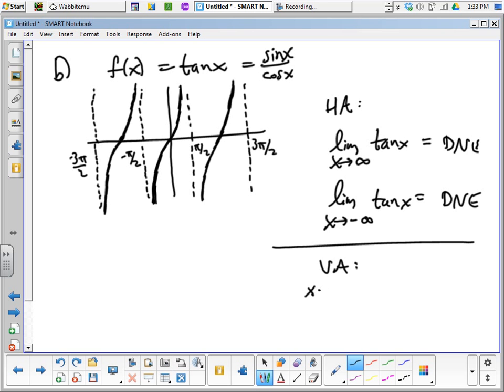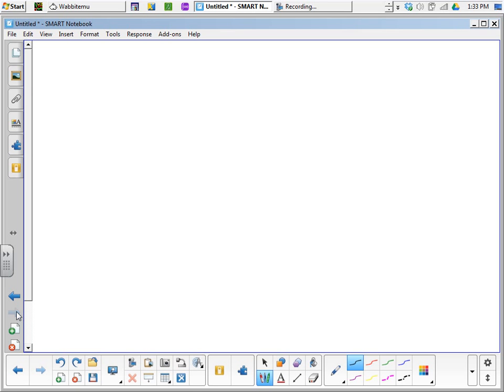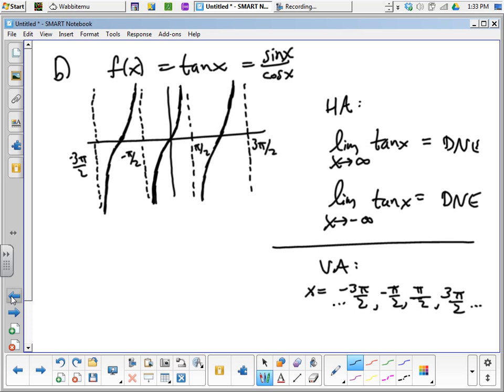Okay, so we already said, Hunter remembered, that these were at negative 3 pi over 2, negative pi over 2, positive pi over 2, positive 3 pi over 2. I would like to write that a little more concisely. Okay, so everybody pay attention. How do you write that mathematically? Pi over 2 plus or minus pi. Yeah, that's pretty clever. Pi over 2, if you add pi, you're going to get this one.